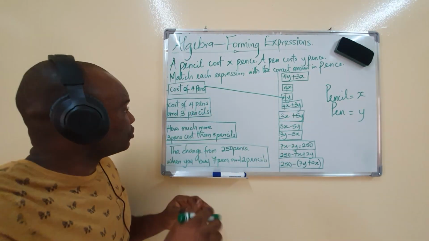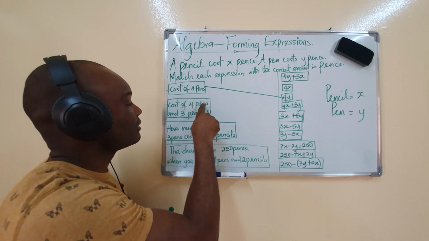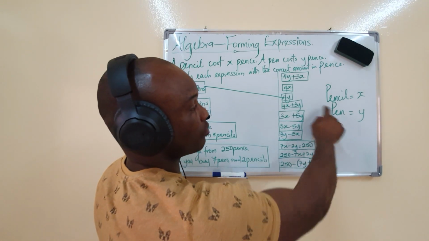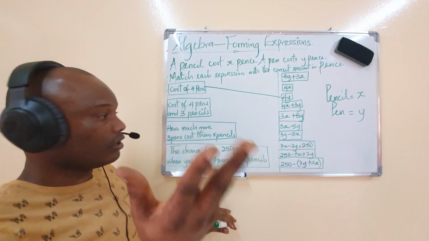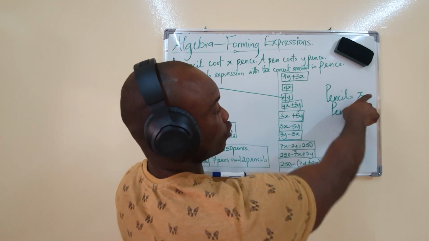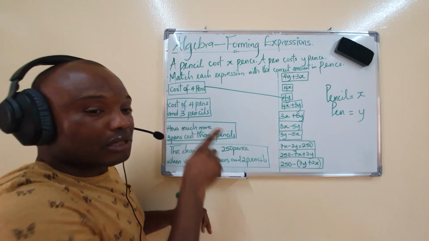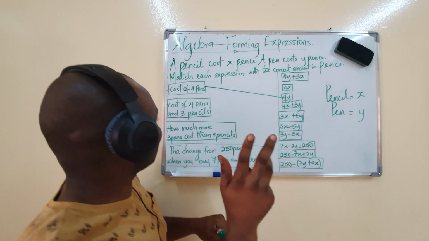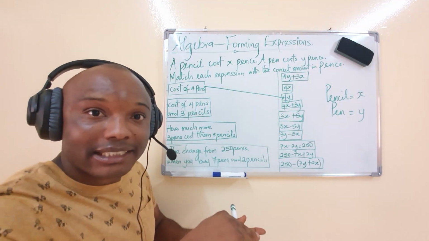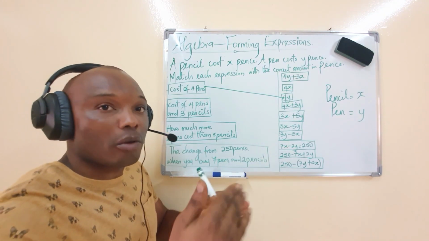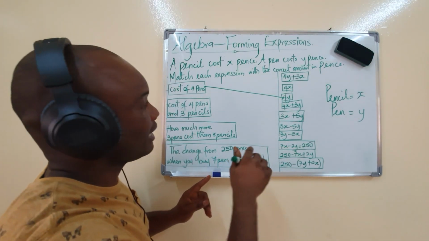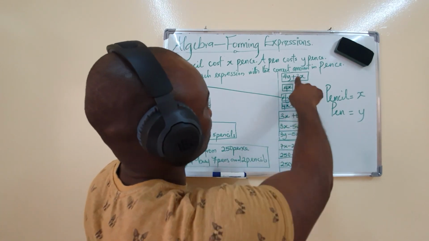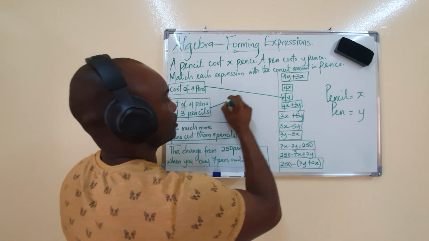Next point is the number 2. Cost of 4 pens and 3 pencils. We already found 4 pens to be 4Y. 3 pencils will obviously be 3x. So the word and means a combination of both. Therefore, we are looking at 4y add 3x, or 3x add 4y. Remember that addition is commutative. So look for 4y plus 3x. This is 4x plus 3y. This is not true. We need 4y plus 3x. It's up here. So this works.